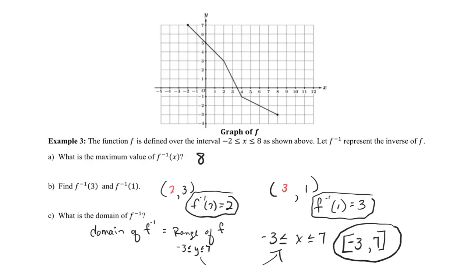All right, question 1 is asking for the maximum value of the inverse. The maximum value would be the biggest y value. How high can we go? So what we want to do is look at our x values on the original function, and our biggest x value is 8, which means when we do our inverse, our biggest y value will become 8. So that's why the answer is 8.